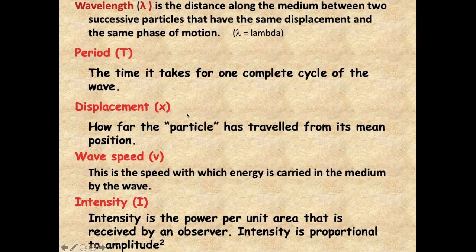Displacement X is how far the particle has traveled from its mean or equilibrium position. Wave speed V, measured in meters per second, it's the speed with which energy is carried in the medium by the wave. And intensity, capital I, is defined as power per unit area that is received by an observer. Intensity is proportional to the square of the amplitude. All of these terms are content of this video. Intensity will be discussed later.